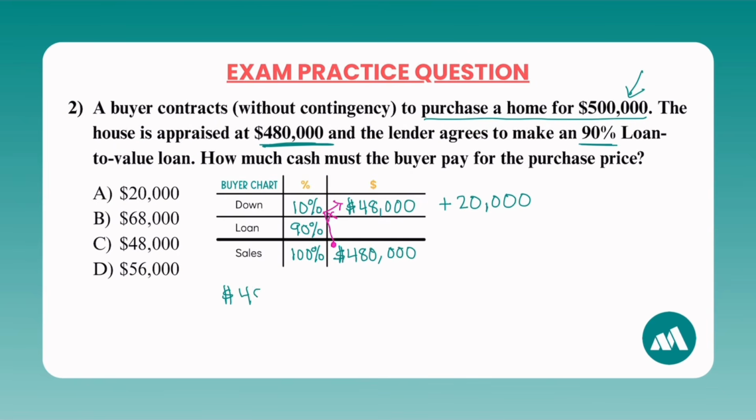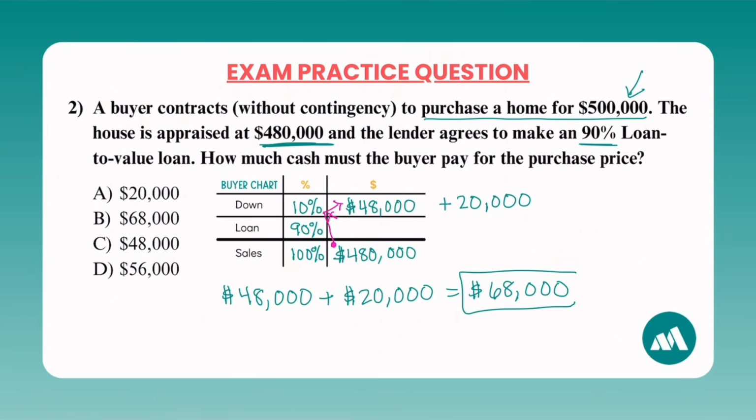So $48,000 plus $20,000 is going to give us a total the buyer needs to bring to closing of $68,000. So the answer is B.